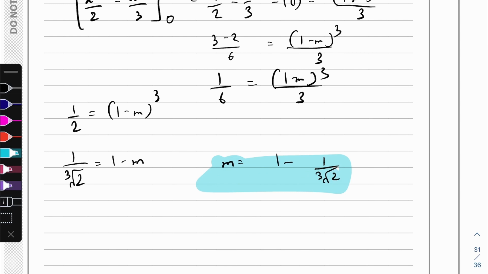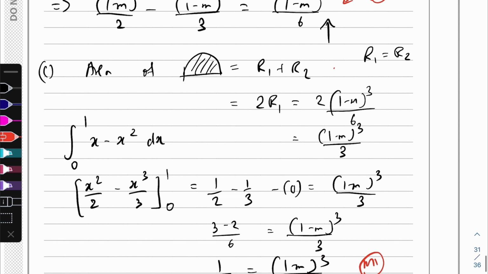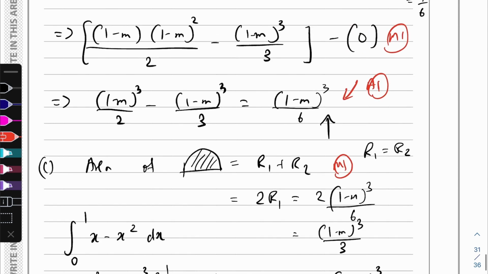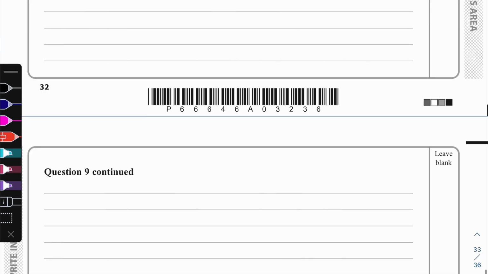And what are the marks? So we get A1 for getting this answer over here. Then we get the dependent M mark for getting 1 over 6. Then we get 1 mark for remembering R1 plus R2. Then what? Then we have, yeah, that's it, 3 marks. That's it. Now let's move on to question number 10.